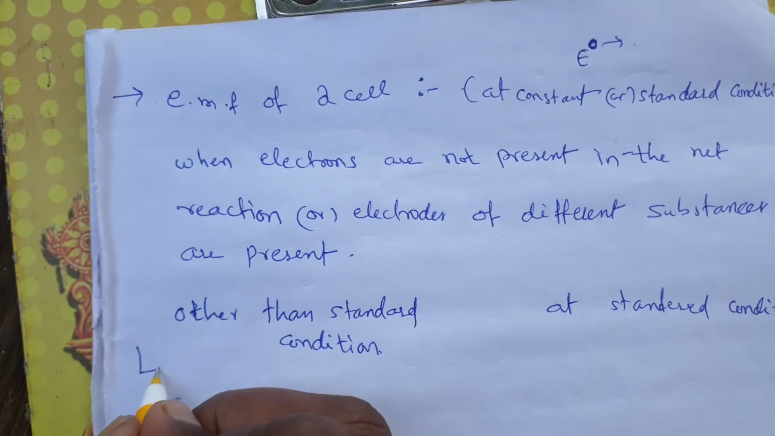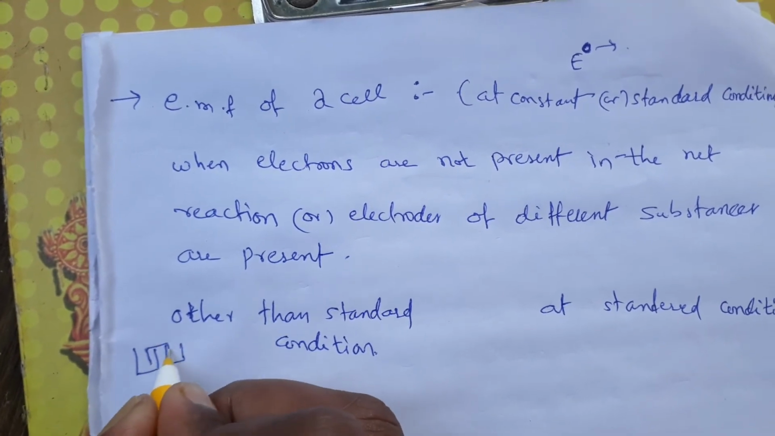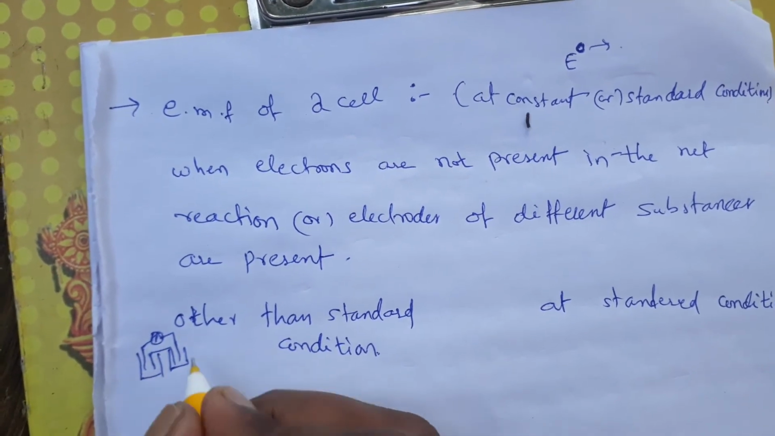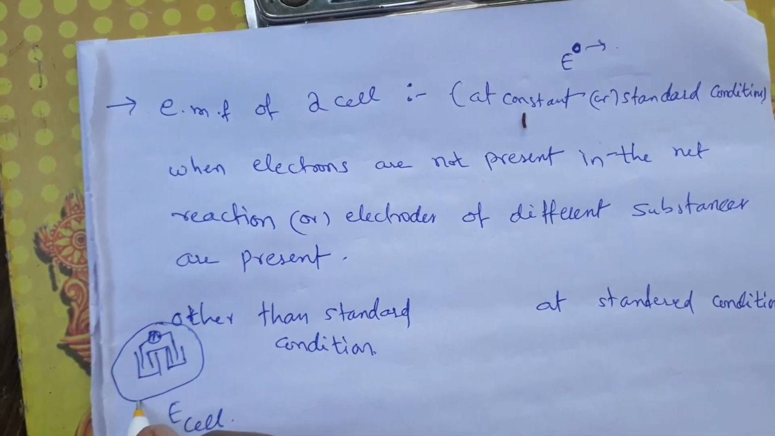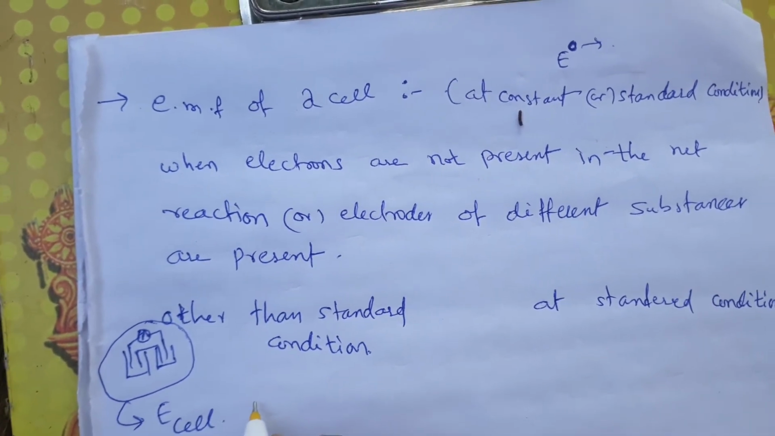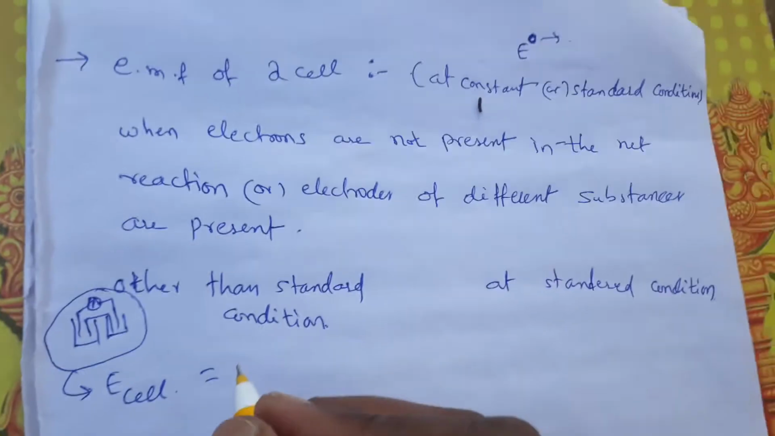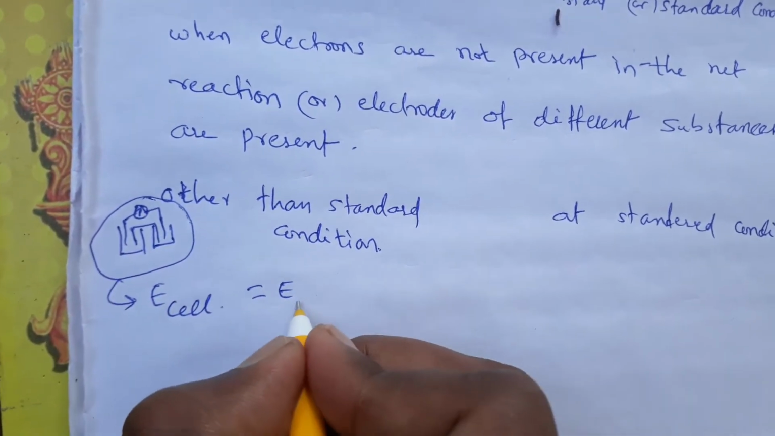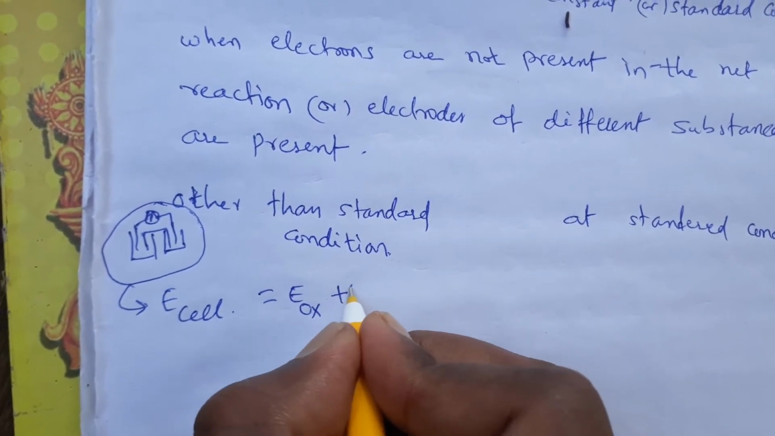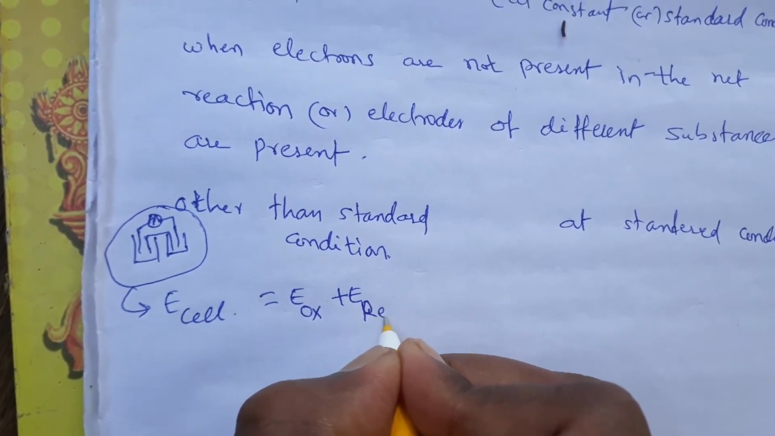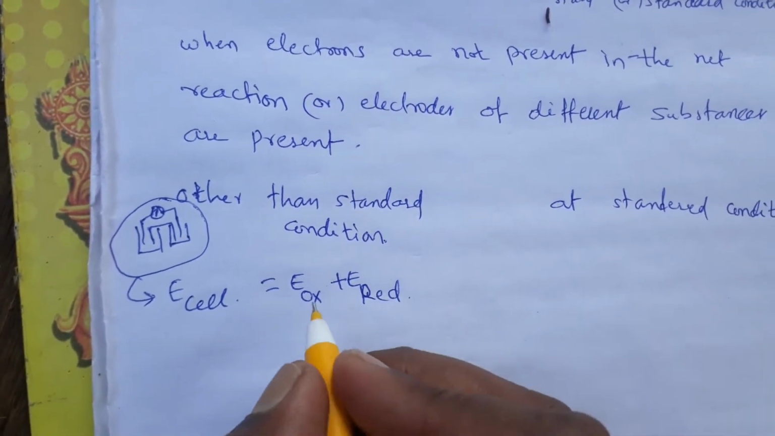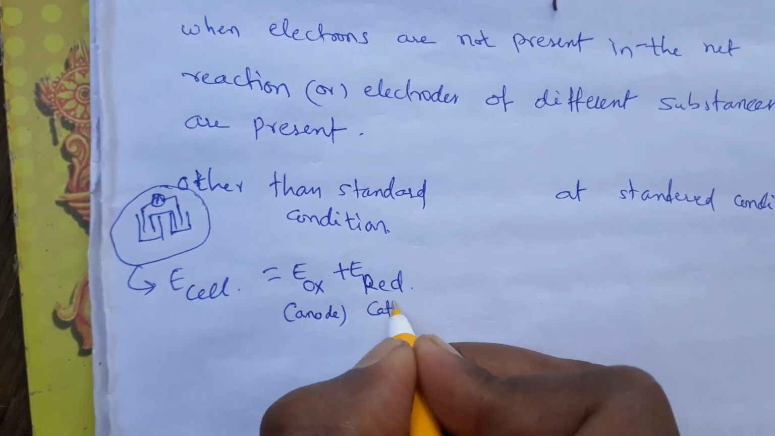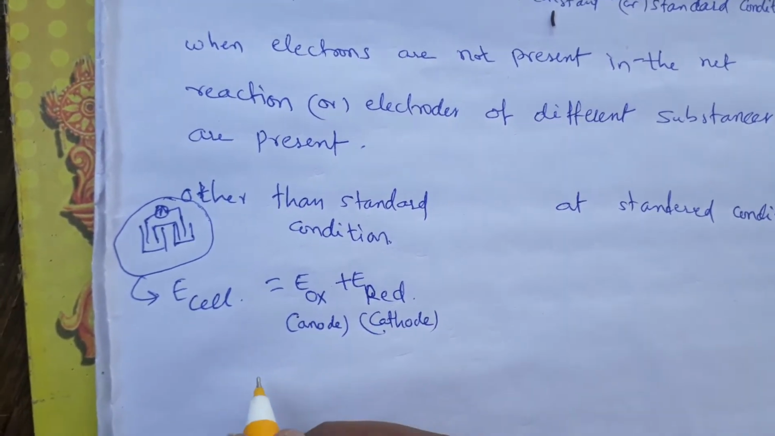What is the total cell? If you take the two beakers, in that there is a salt bridge, and here is the voltmeter. This total cell, we call it E cell. E cell is equal to E of what happened on the left side, that is oxidation, plus E of reduction, the right side reduction. So on the left side oxidation is taking place, that means it is the anode, and this is the cathode.